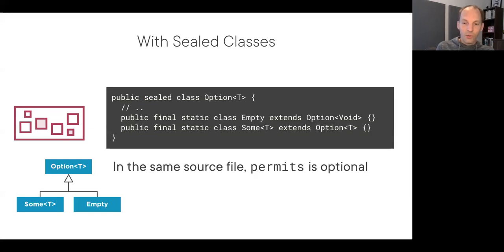Now, there's a second way in which you can do this without using permits, by saying, okay, I have a sealed class option again, and then any class that is defined in the same source file as option is able to extend option. And there you don't need a permits list. So this is just an equivalent way of stating the same thing that we saw in the previous example. Okay, so those are sealed classes.